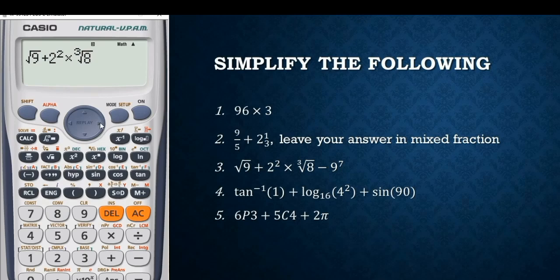So I will use the arrow key again to navigate out of the cube root sign. Then I activate my subtraction sign. So minus 9 raised to the power 7. So I tap on 9. Then I activate the power sign, which is this particular button. 7.